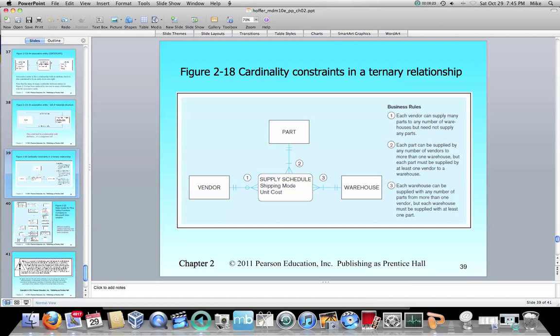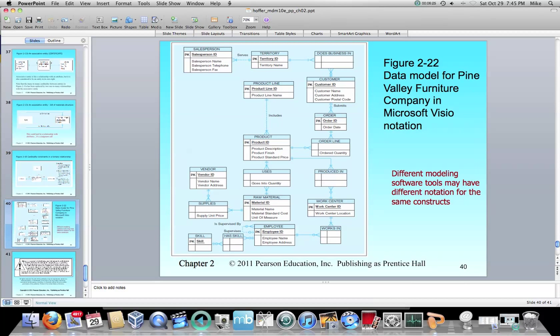And then the very last thing in the chapter is this data model for the Pine Valley furniture. This was developed in Microsoft Visio, so it uses a different notation than you're used to in the ER Assistant. I'll let you look at this anytime you want.